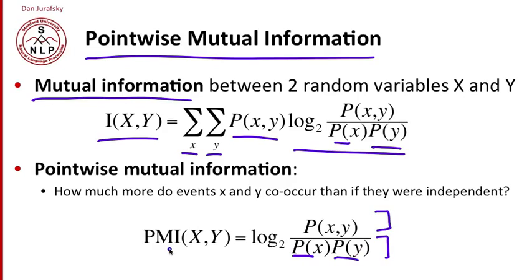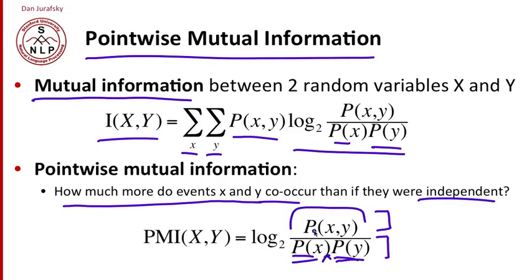What pointwise mutual information is asking, as a ratio, is how much more do two events, x and y, co-occur than if they were independent? If they were independent, they would have these independent multiplied probabilities, and how much does the joint occur more often than we'd expect from independence? That's the intuition of pointwise mutual information.